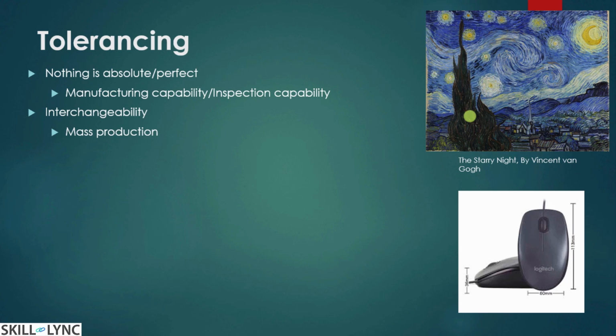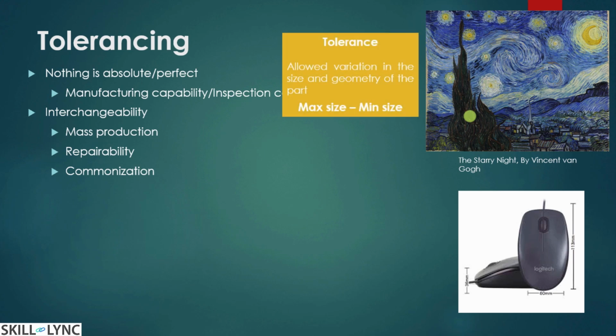This will ensure that it is suitable for mass production, it will ensure repairability, and it will also ensure commonization, that is, you use standardized parts across different applications to keep your inventory variations to the lowest. So putting it all together, tolerance means the allowed variation in the size and geometry of the part to ensure that you comply with interchangeability and also have sufficient manufacturing and inspection capability. It's nothing but the difference between your maximum permissible size and the minimum permissible size.